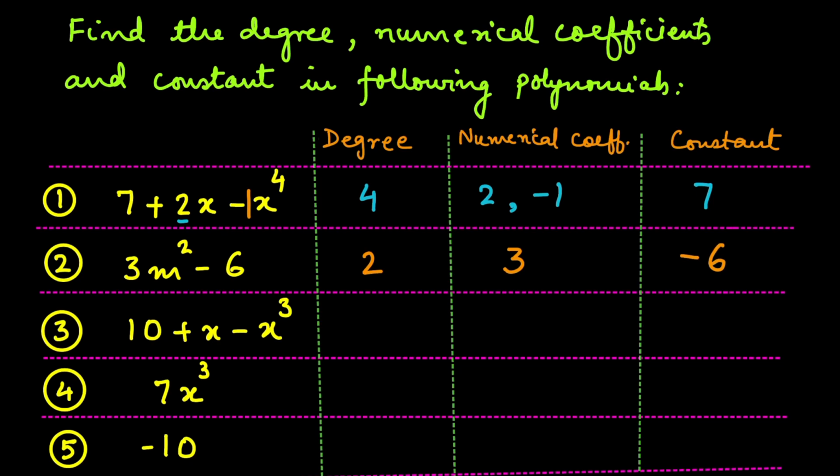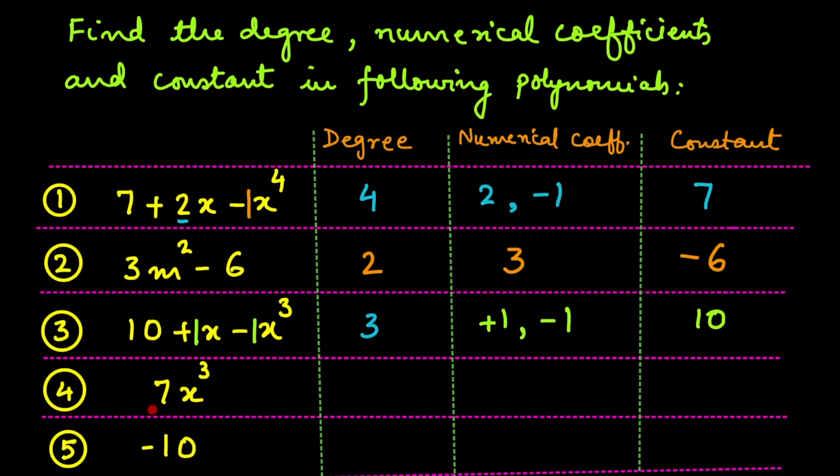Next one. The variable is x and the powers or exponents are 1 and 3. The highest one is 3, so we'll take the degree as 3. For the numerical coefficient, there is no number written with it, so as we discussed, we'll write 1 with it. Here also we'll write 1. And now you can see the coefficients are +1 and -1. Then what is the constant? The constant is the term without the variable, so it is 10.